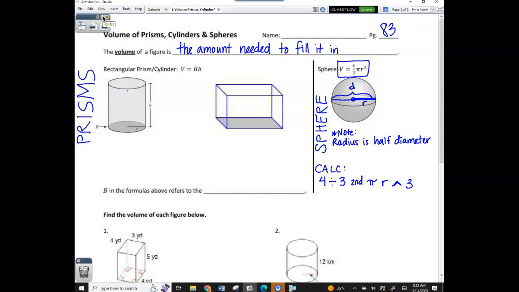There is an overall, don't box this in, but there's an overall theme when you're finding the area of any prism, whether it's a cylinder or a rectangle or a cube. And the overall theme is capital B times H.